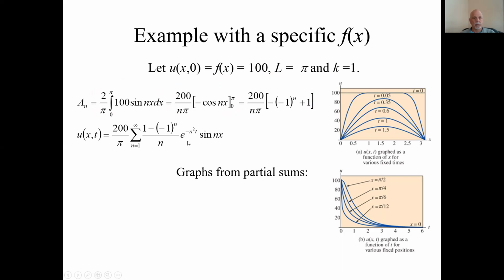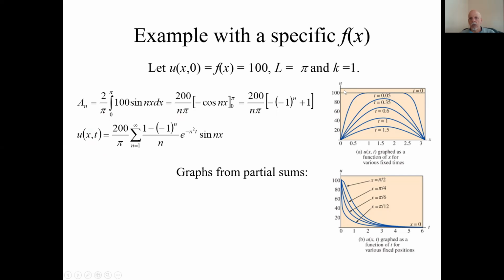The total solution, well, I'm going through this very fast, but what we had on the previous chart, the total solution would look like this. You could look at partial sums. Don't sum it all the way up to infinity, but sum it up to some n, maybe n equals 15 or something, with this upper limit being maybe 15. And that's what was done here. These graphs are from partial sums of this guy.